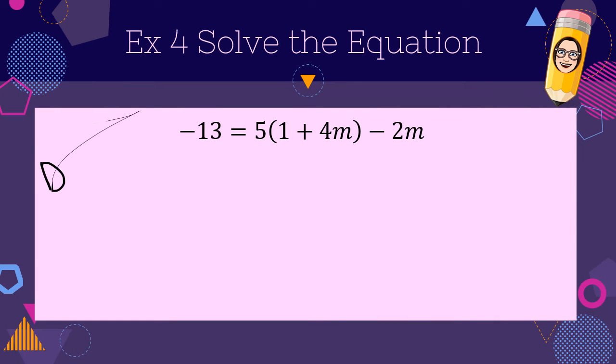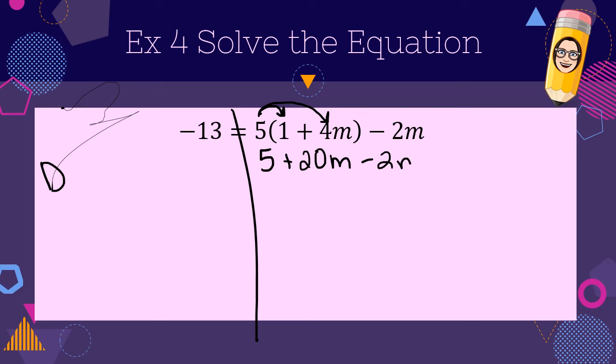Example 4. Step 1, let's distribute. We're going to distribute a 5. 5 times 1 is 5. 5 times positive 4 is positive 20m. Drop down everything you didn't use.